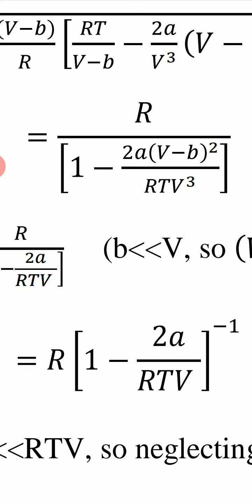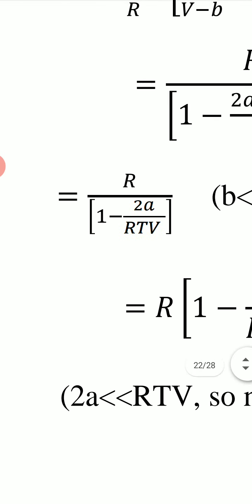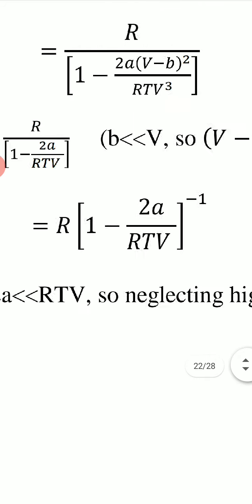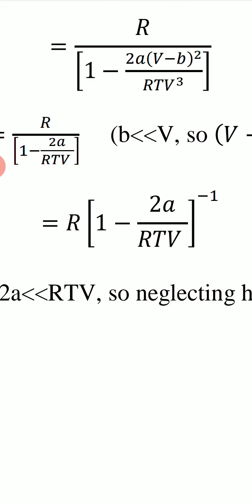So if we neglect B in this term V minus B whole square, then V minus B whole square will become V square, and in denominator we have V cube, so V square cancels and 1 V remains in denominator, and we have this equal to R upon 1 minus 2A upon RTV, and it is equal to R into 1 minus 2A upon RTV to the power minus 1.